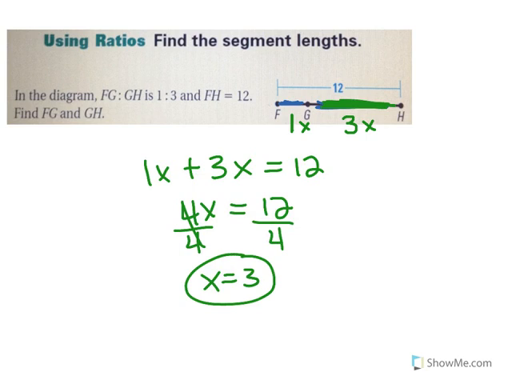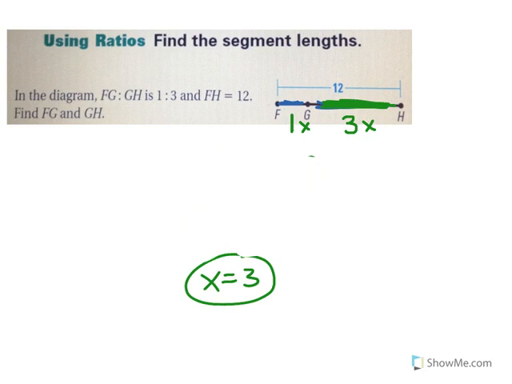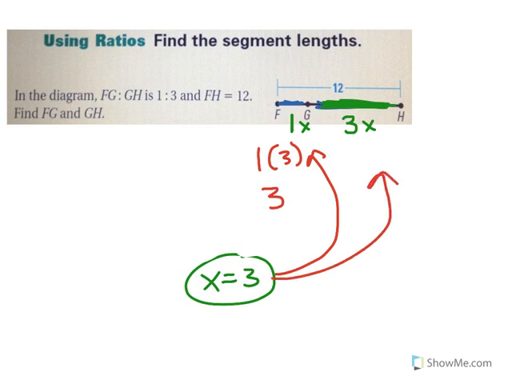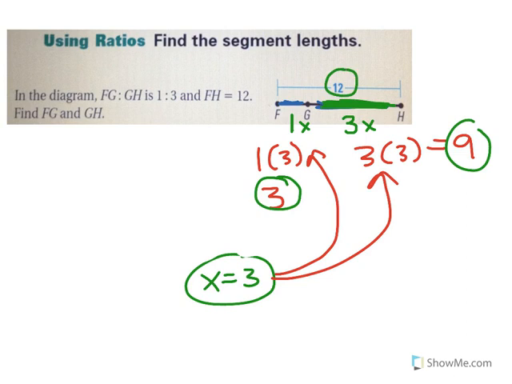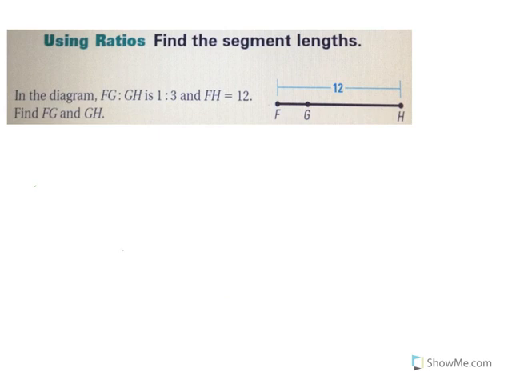That's the scale factor. But then to find the actual length, you need to take that 3 and plug it back in. And then plug it in here as well. 3 times 3 gives me 9. And I can actually check because 9 plus 3 really does equal the whole thing of 12. So I know that FG, that small piece right there, is equal to 3, and I know that GH is equal to 9.